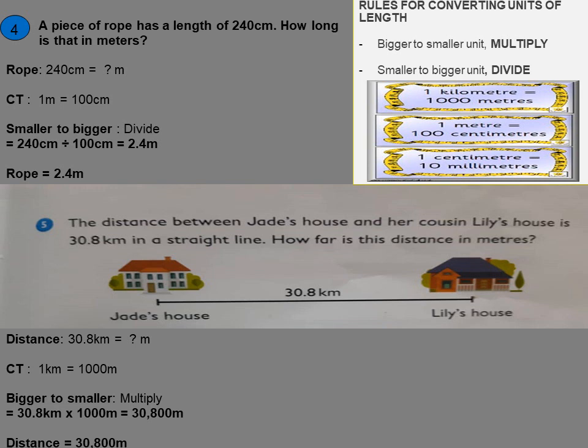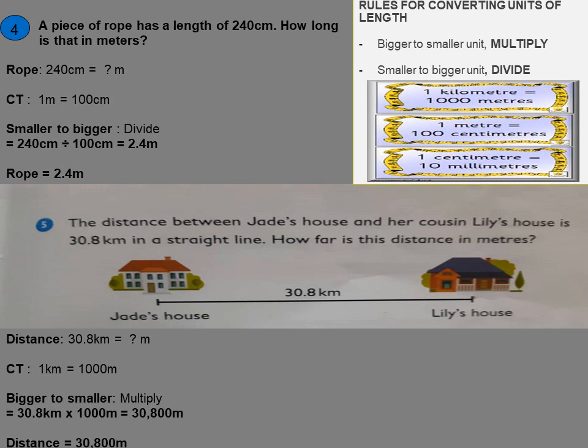Okay? Now finally we have the distance between Jade's house and her cousin's house is 30.8 kilometers. Remember we said that to measure distance, we use kilometers. Okay, now it's saying what is the distance in meters? Which means we can also convert kilometers to meters. Yes. Let's look at the conversion table. What two units of measurement are we dealing with? Kilometers and meters. So let's see what we have for kilometers and meters. We have 1 kilometer equals 1000 meters.